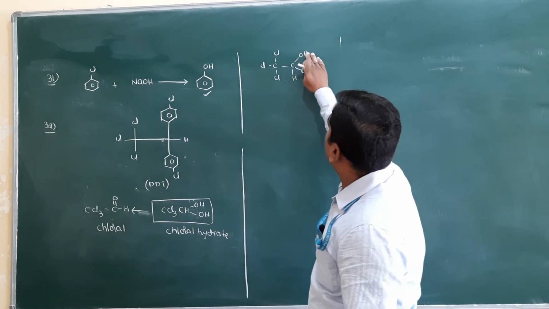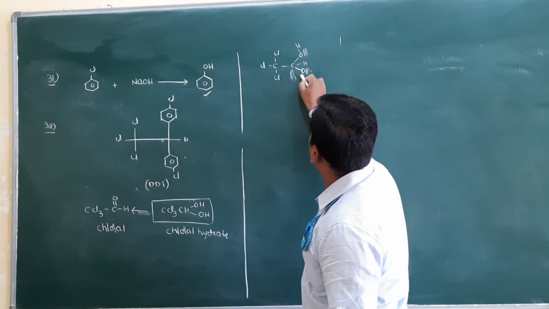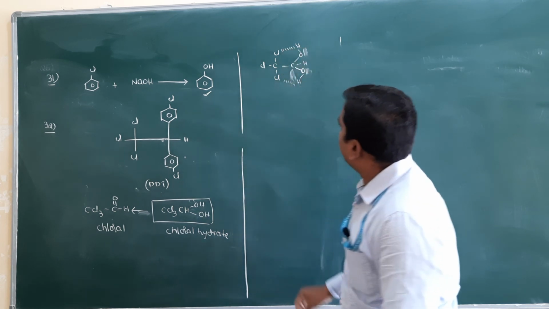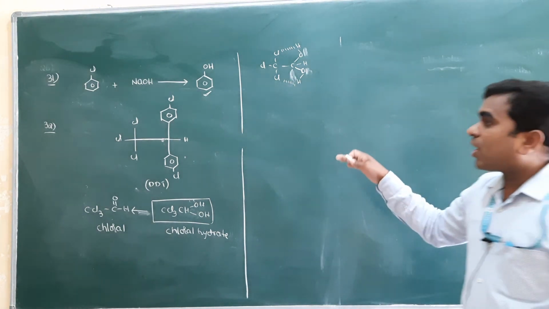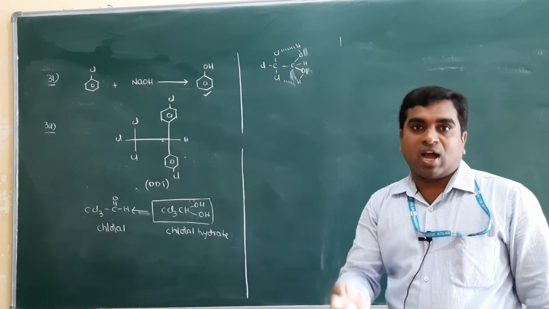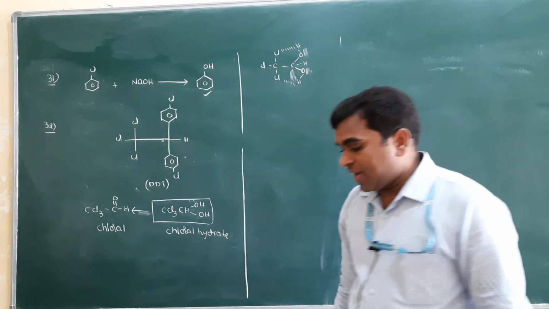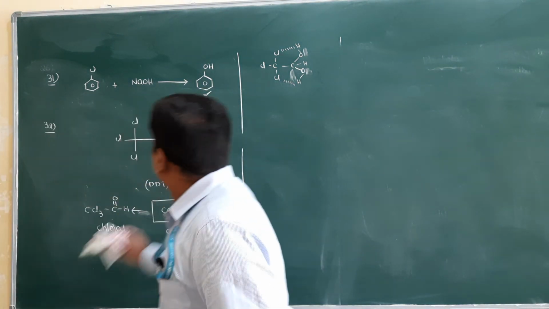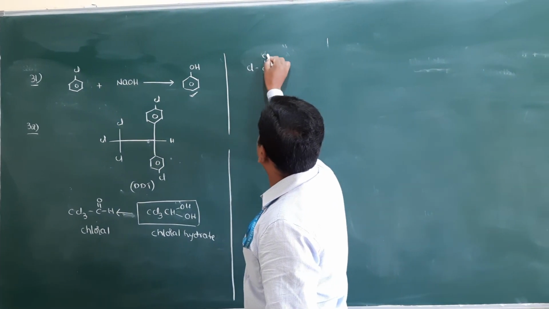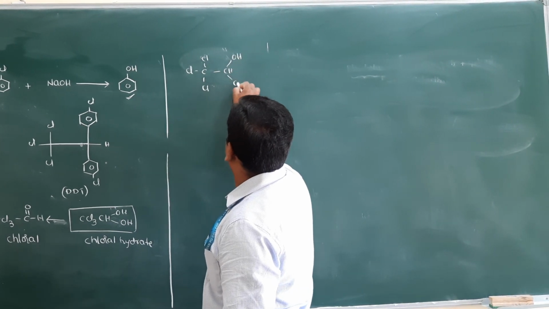Why? Because there is a chance of hydrogen bonding between the hydrogen and chlorine of this molecule. Clear? So chloral hydrate is a stable compound, even though two OH groups are present on the same carbon atom. You have to remember that one. Clear? So that's why we take chloral hydrate, CCl3CH(OH)2.